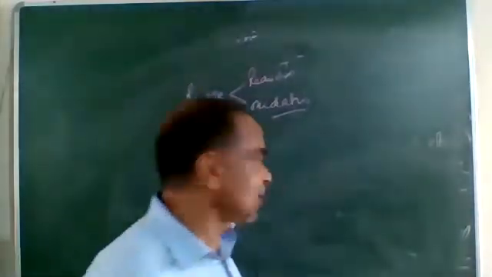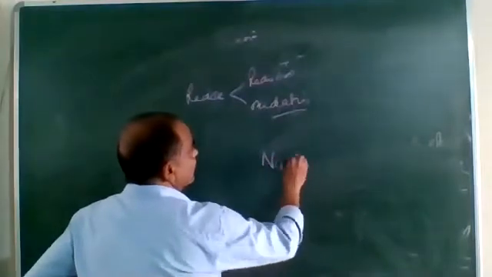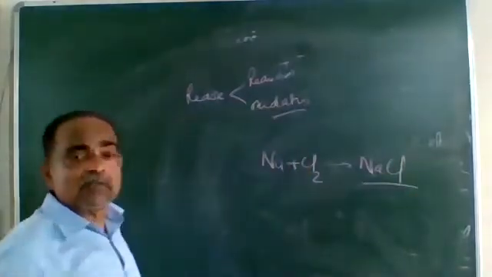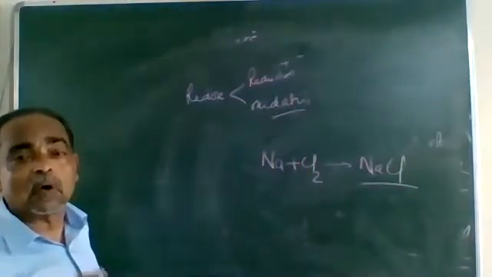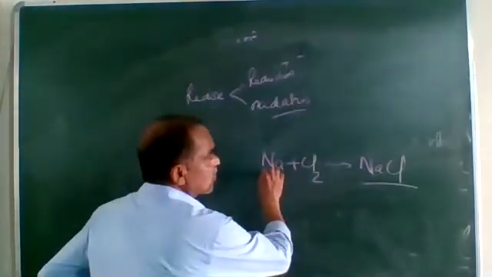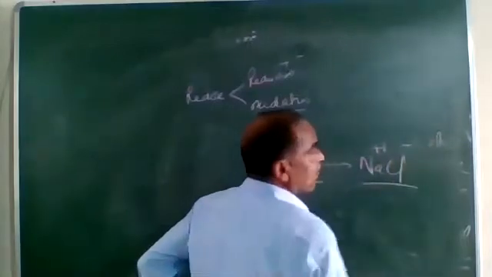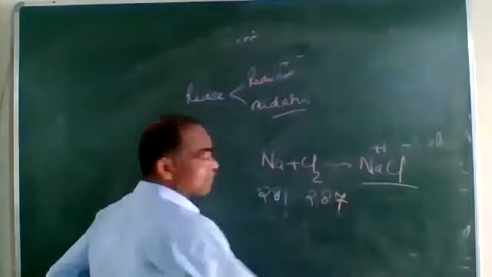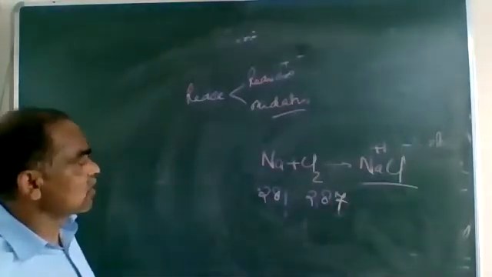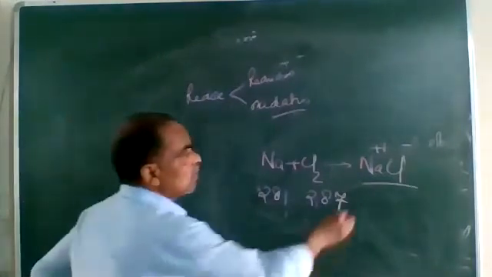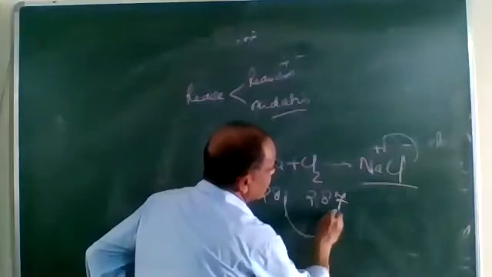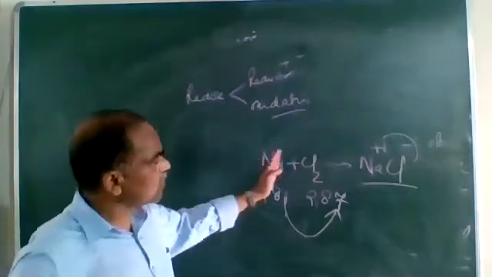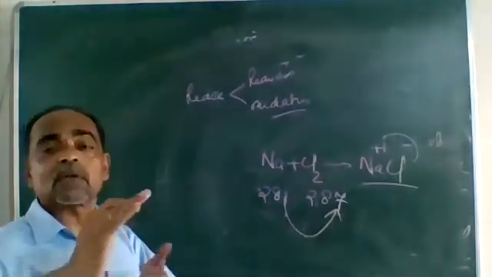Now, taking the simplest one, sodium bonds with chlorine to produce sodium chloride. This is a reaction of combination. This we can explain on the basis of redox. How? During the formation of sodium chloride, Na plus 1 and Cl minus 1. Sodium has an electronic configuration 2, 8, 1, chlorine is having 2, 8, 7. So when sodium chloride is formed, one electron is transferred from the sodium to the chlorine. And this transfer of electron is redox.